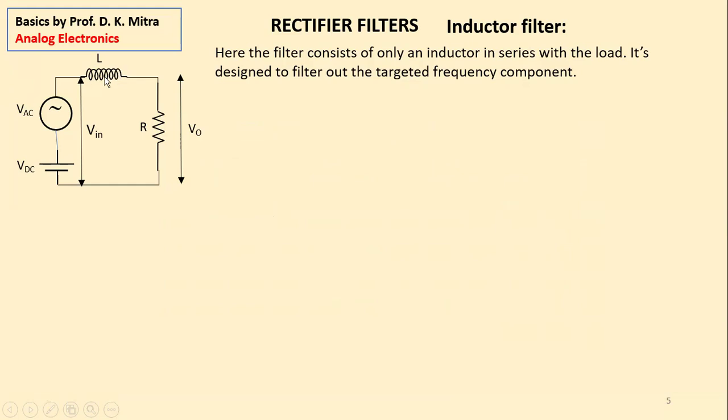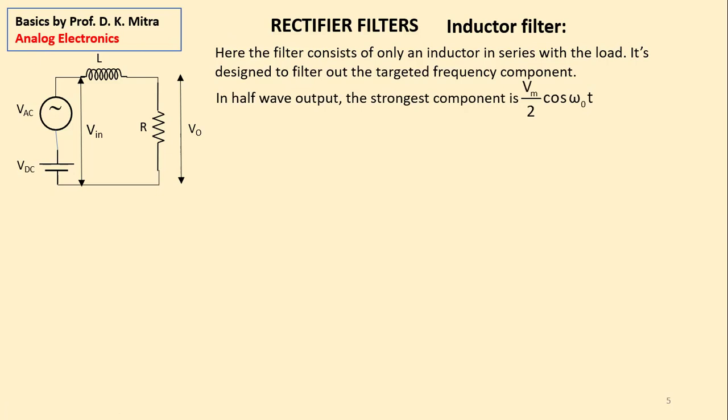For an inductor, when you decide the value of the inductor, it is targeted for the particular AC frequency that you want to filter out. It is targeted for that particular frequency component. Now, what is that target frequency component?